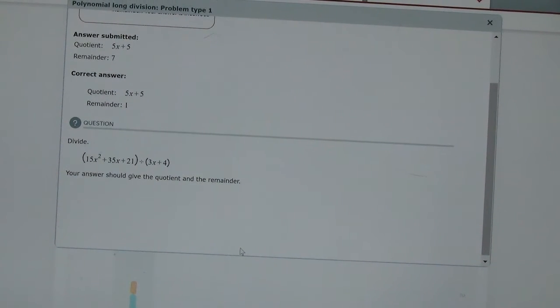All right, the next ones here are polynomial long division problem type 1. There is one of the problems you have. I see you have the quotient correct and the remainder incorrect, so I think you just forgot to subtract, but I am going to go ahead and work through that over here.